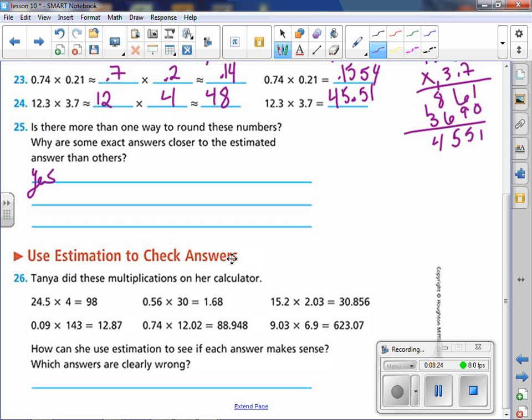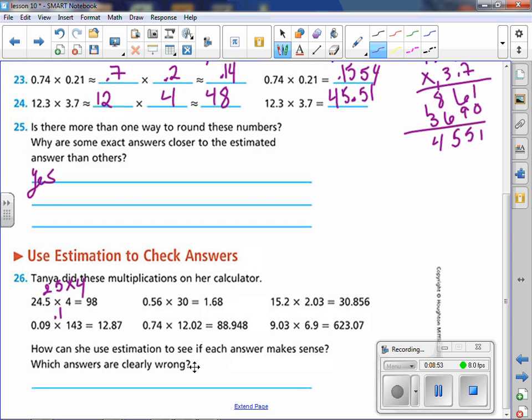Possibly you could round the factors to get a multiplication that she can do mentally. So you might do things like 25 times 4 here. This one you might do 1/10. Even 1/10 times 143 would work. That might help you see which ones are wrong. This one you could do a half.